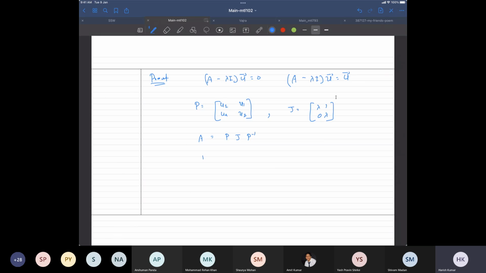But instead what I will show is that A P is equal to P J. This is what I'm going to show. Of course, P is an invertible matrix because these are linearly independent, so that will automatically follow. So let us do that. A P is nothing but A U, A V.